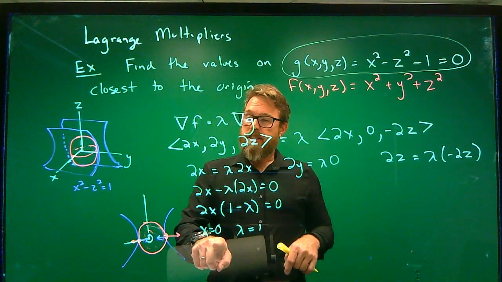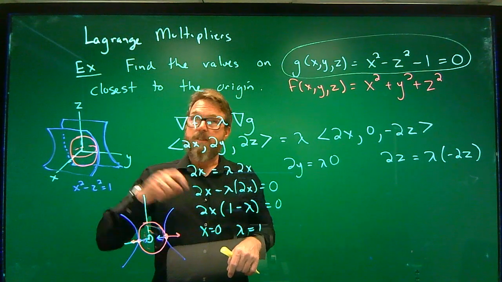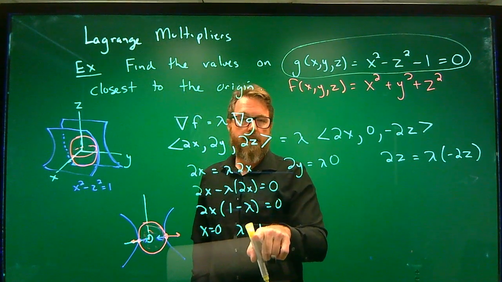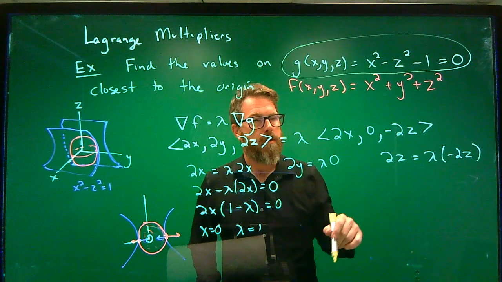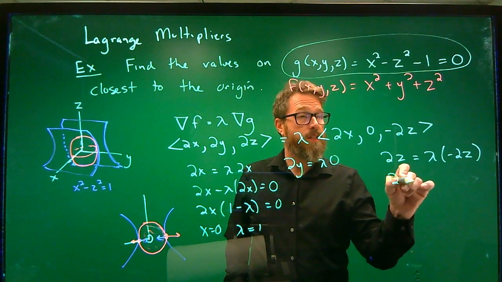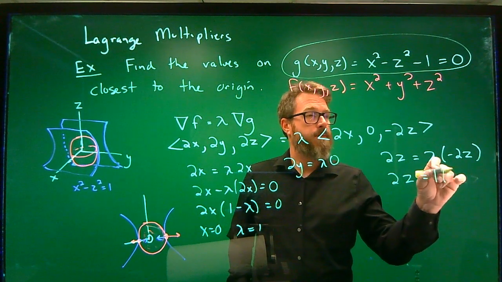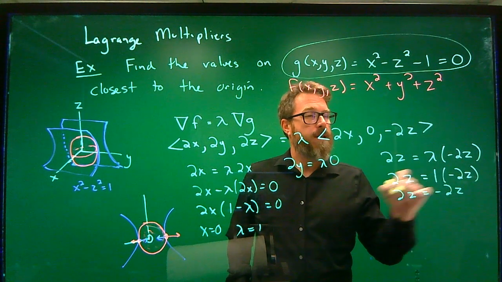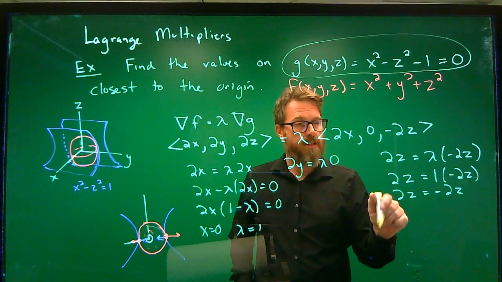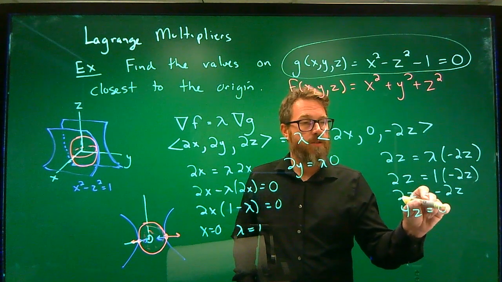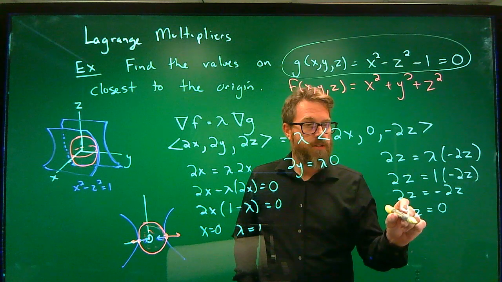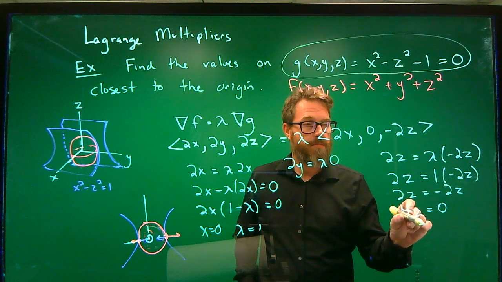Now I know that x is not 0 because this thing doesn't even touch x equals 0. It's not a solution. So plugging lambda equals 1 into here, we're going to have 2z is equal to 1 times negative 2z, or 2z is equal to negative 2z. Now, solving this for z, sending the z over, I have 4z is equal to 0. Does that make sense? So that means z is equal to 0.